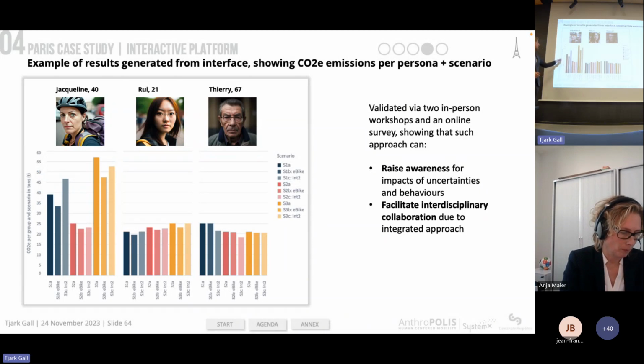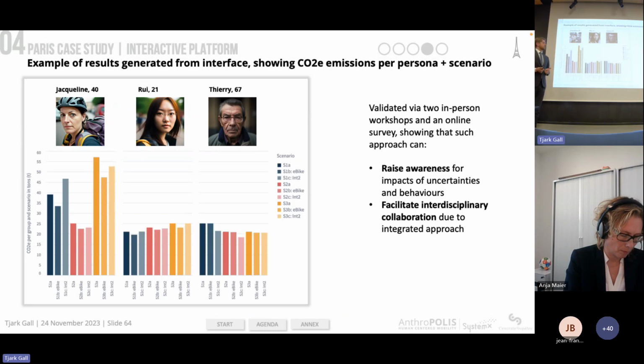Here you see the comparison for 3 different personas across the different scenarios with different solutions. In this case, it's an e-bike which was introduced, and another solution which I don't remember. It's a screenshot from one of the workshops. But this is more or less the idea behind it.